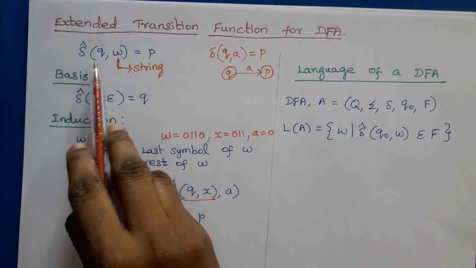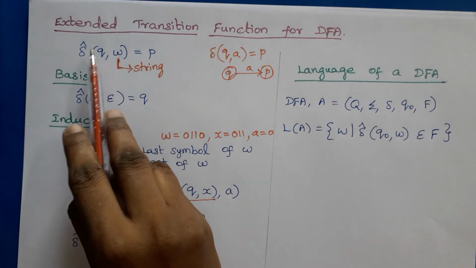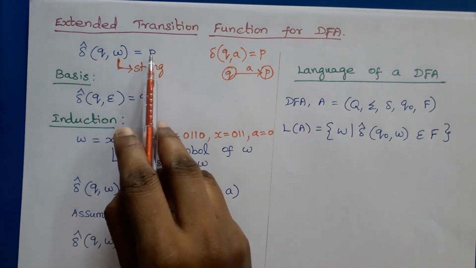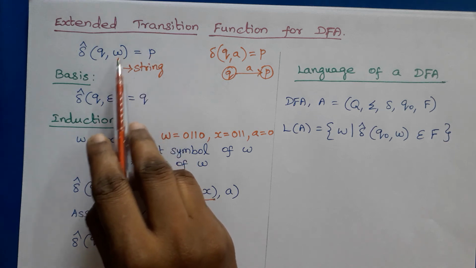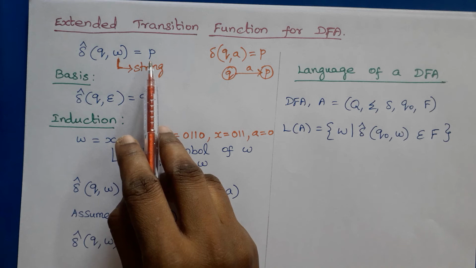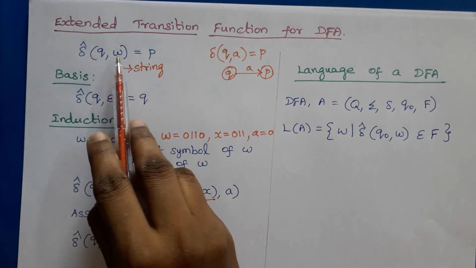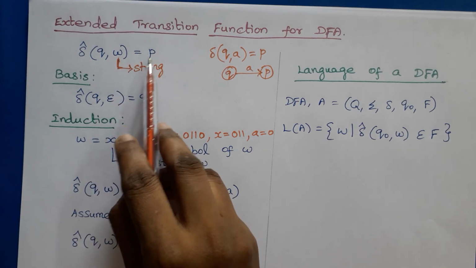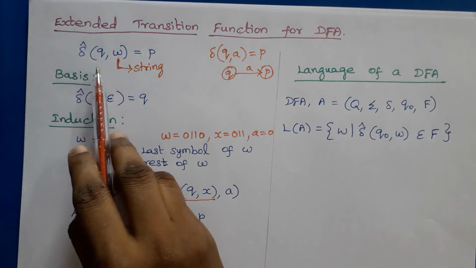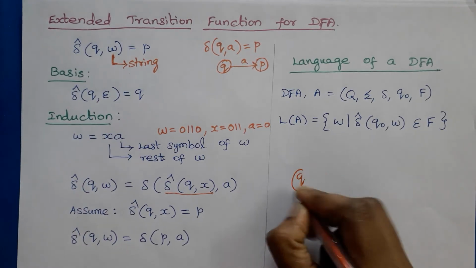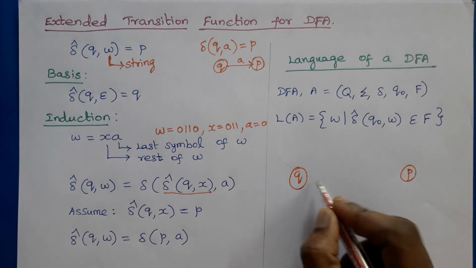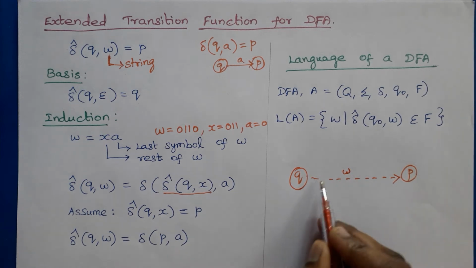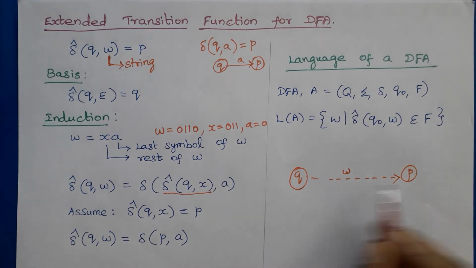So delta cap of Q comma W equals P. Here Q is the current state and W is a string. P represents the state of the DFA after reading all symbols of W. So Q is the current state and W is the input string, meaning that after reading all input symbols of W, we will be in state P. That is represented by the extended transition function, from Q to P by following the input symbols. Here many states can be there in between Q and P.